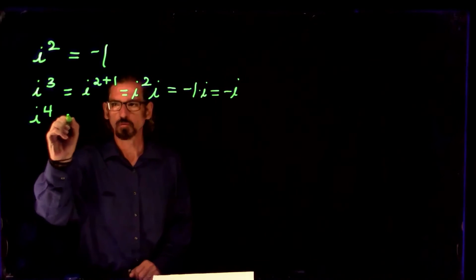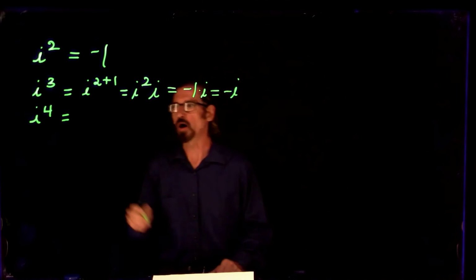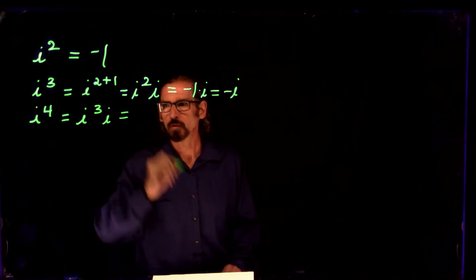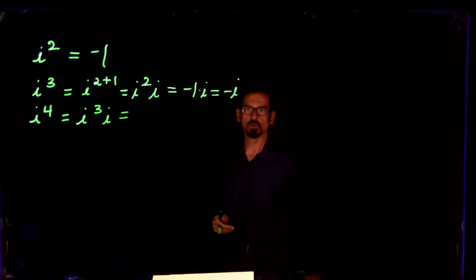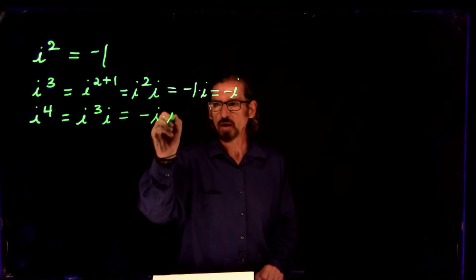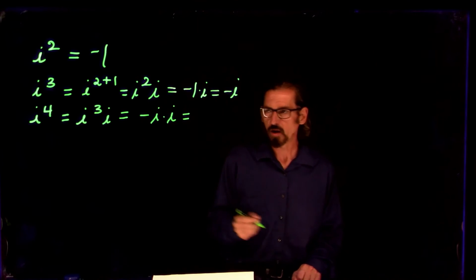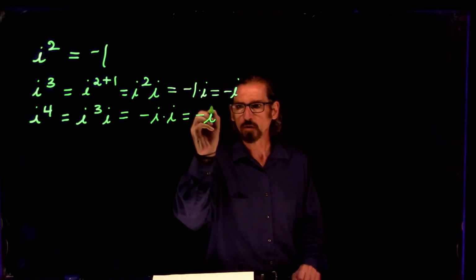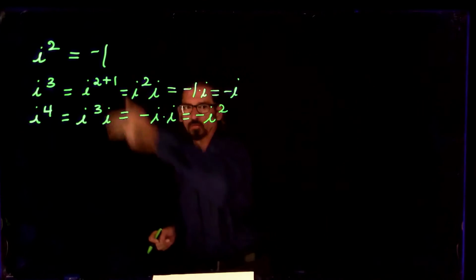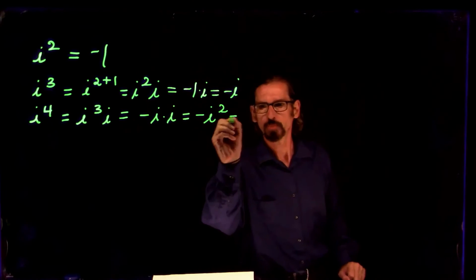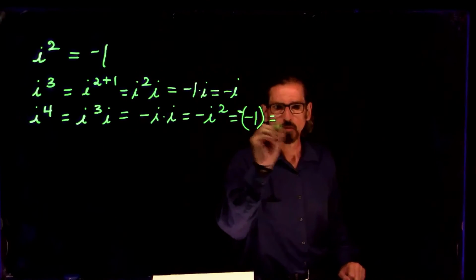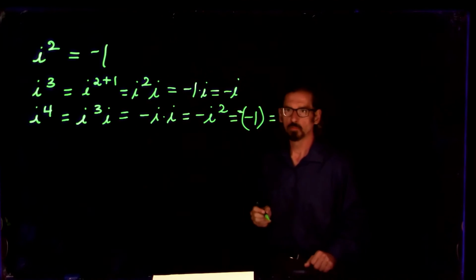i to the fourth, do that same split up, split one of those off. i to the fourth is i cubed times i. We just said that i cubed is -i. So -i times i, it's -i squared. i squared is -1, but we've got another negative in front of that. The negative of -1 will cancel out, and we've got +1.